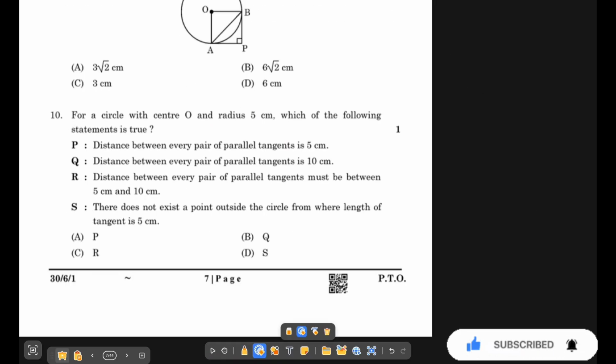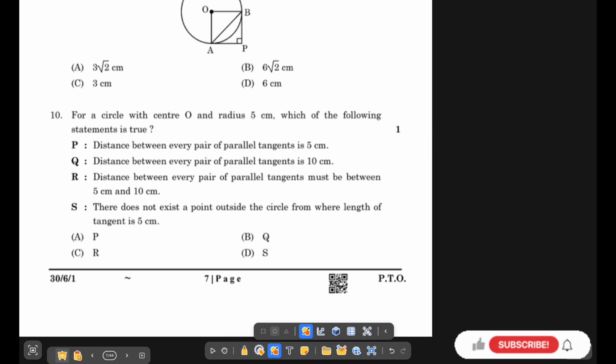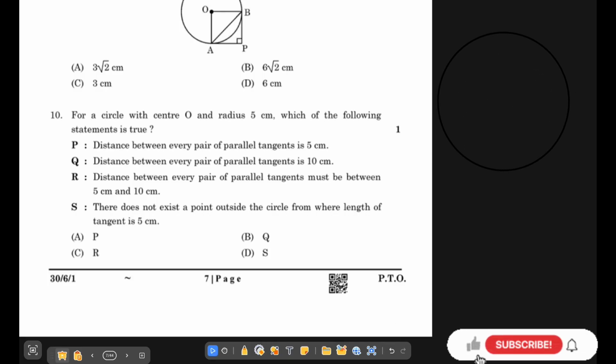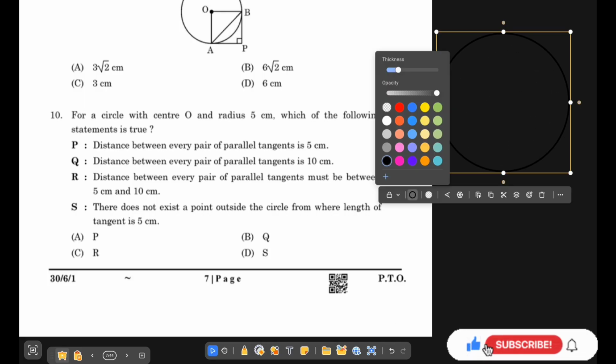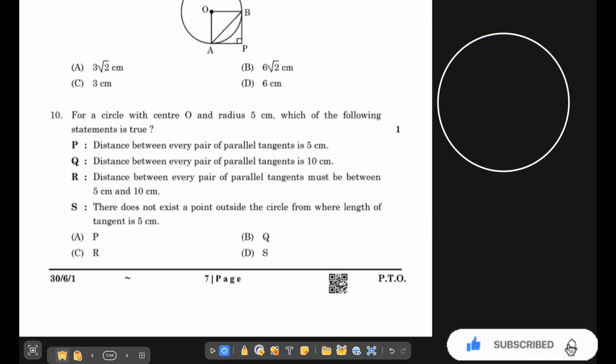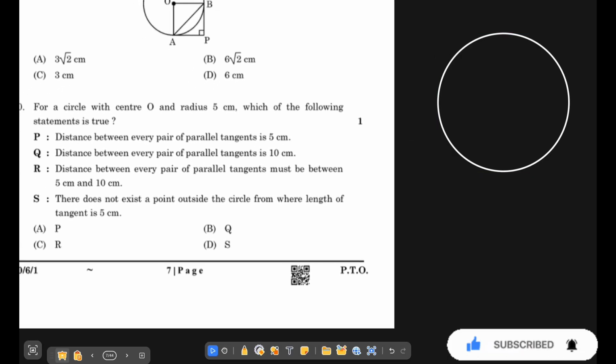Next, what is the 10th question? For a circle with center O and radius 5 centimeters, which of the following statements is true? So there is a circle with center O, radius 5 centimeters. Which one is right?